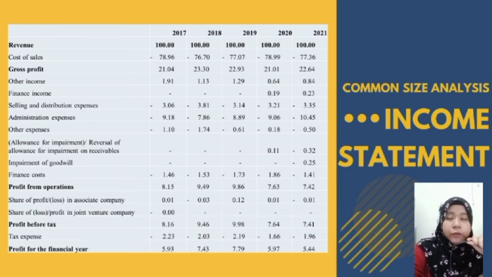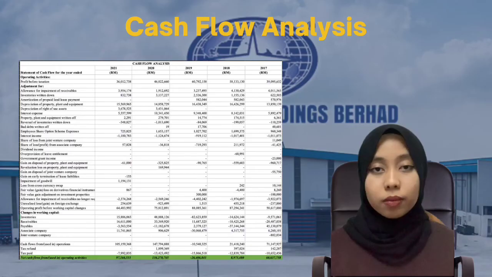The net profit of Pantech Group Holdings Berhad has increased consistently from 2017 to 2019. However, the percentage of the net profit has slightly declined in 2020 to 5.97% compared to the previous year, which is 7.79%. The percentage continues to decline in the following year to 5.44%. Next, we move on to cash flow analysis.